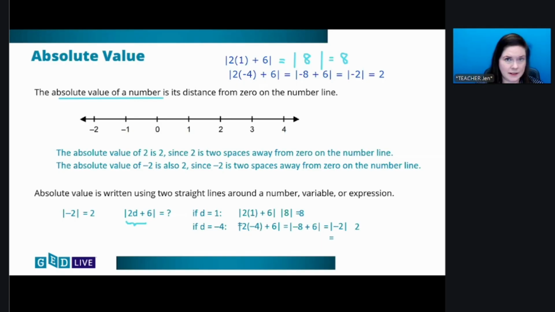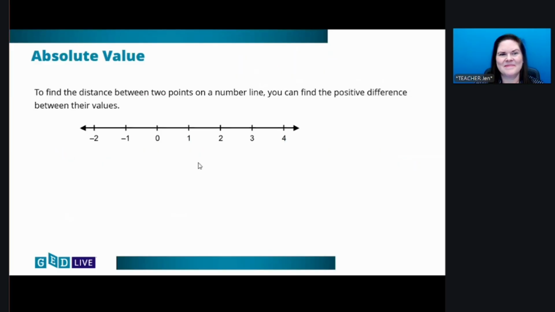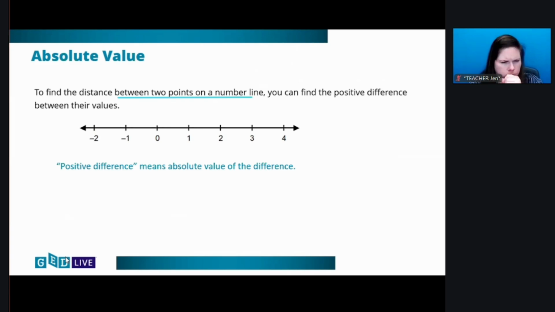Another way to talk about the distance from some number to another number is to talk about the positive difference. That's what's coming up next. So to find the distance between 2 points on a number line, you can find the positive difference between their values. I mean, you could count steps on the number line. That's one way. But look what you could do arithmetically. So the absolute value of the difference.